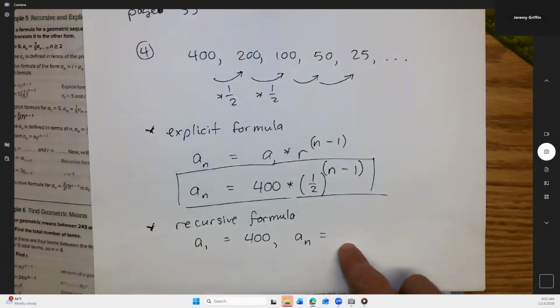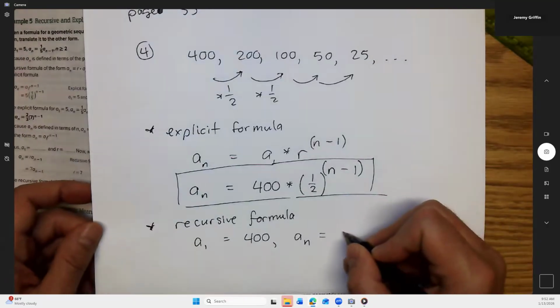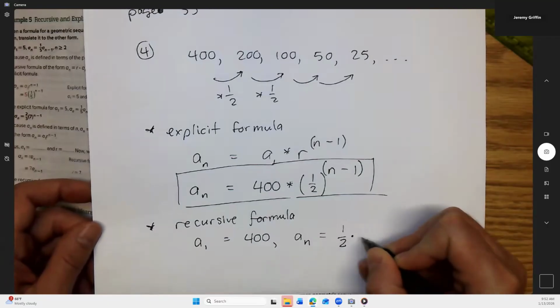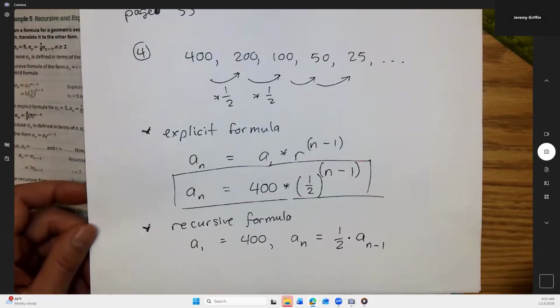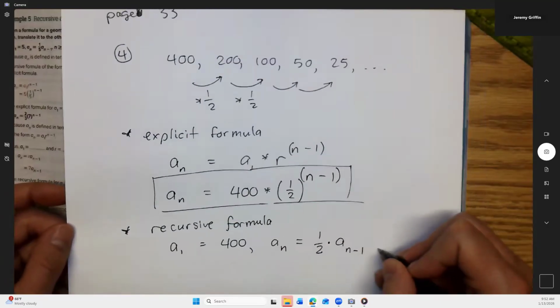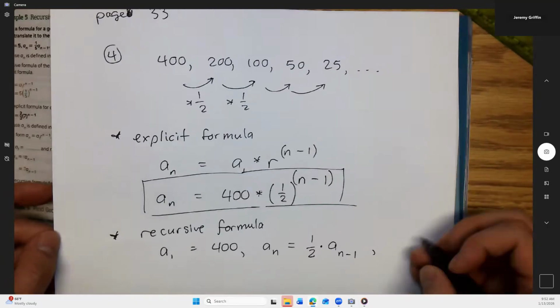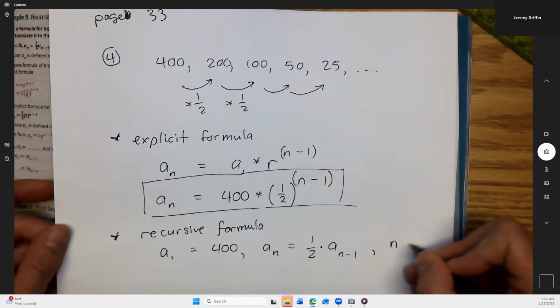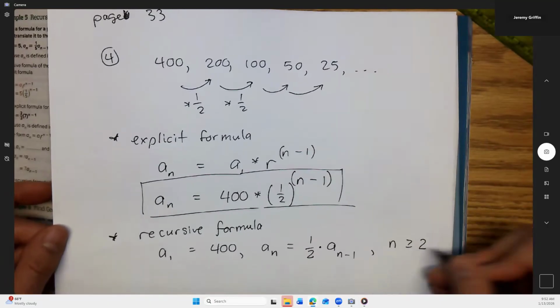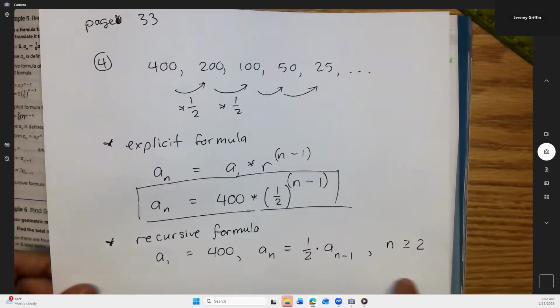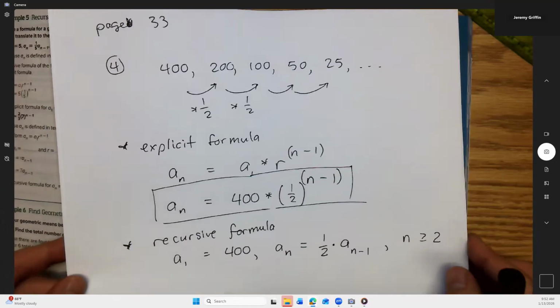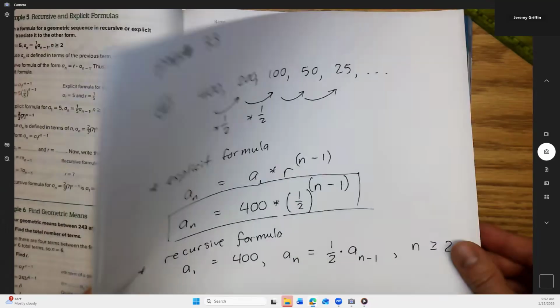So how do you write it for this particular sequence? What do I write right here? Half, because that's the common ratio, and then for the previous term, that's a subscript n minus 1. Okay. And then one more little detail. I'll do comma, and that's applicable to n is greater than or equal to 2. So you need to get to the second term for this whole process to kick in. And that can be the recursive formula.